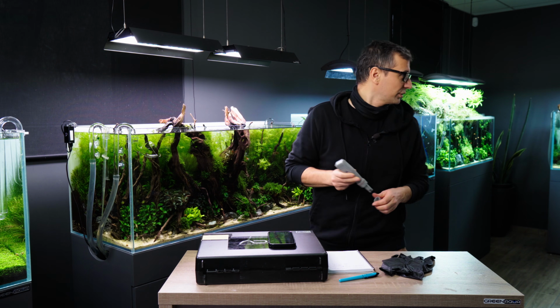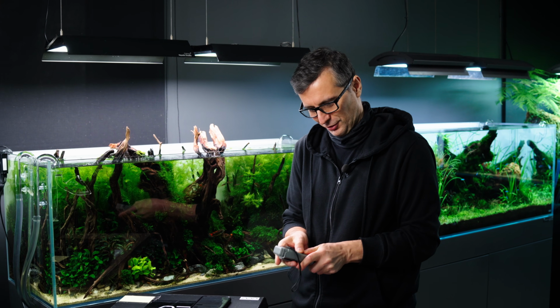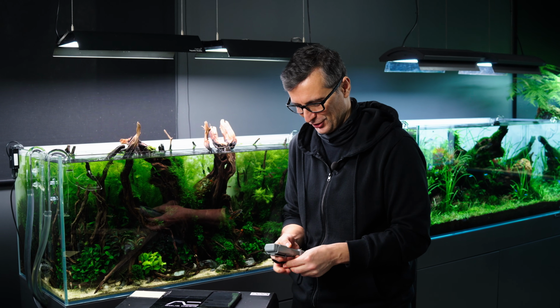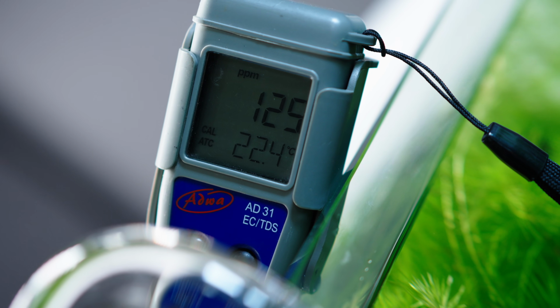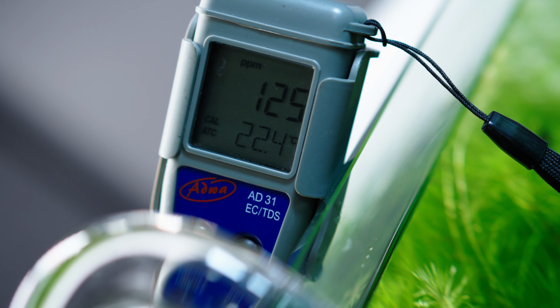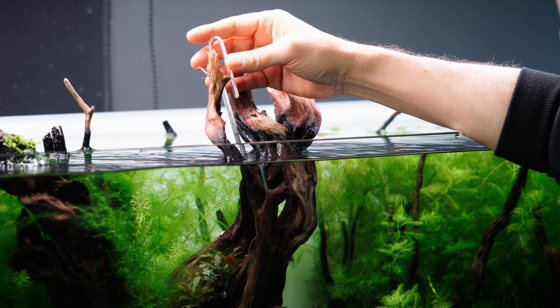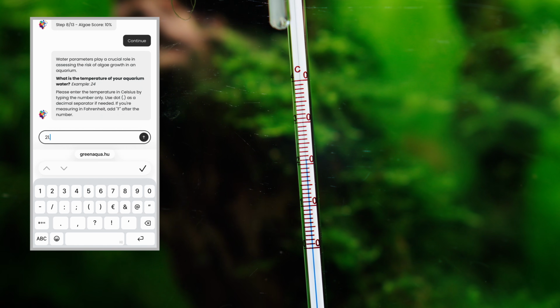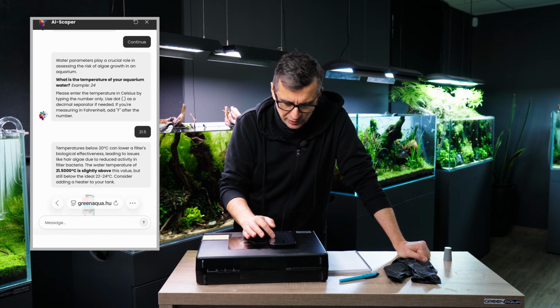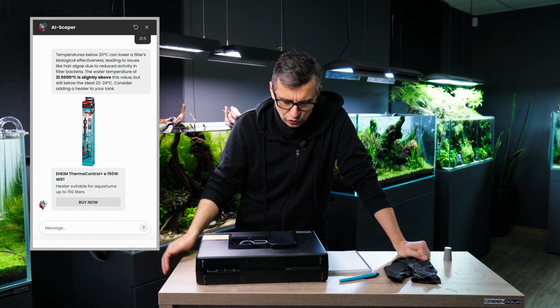which is out of battery. So the TDS meter, which presumably works, says 22.4 actually. This thermometer says 21, and I would say 21.5. Temperatures below 20 could cause an issue.